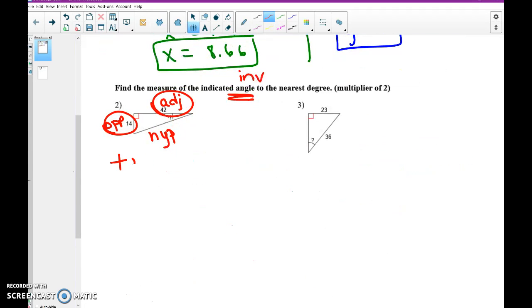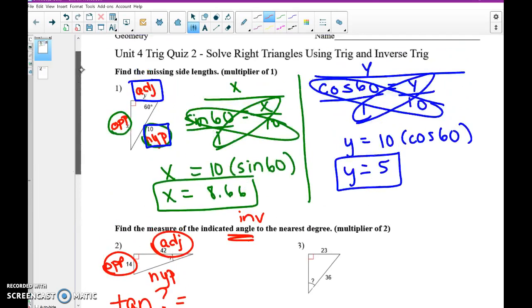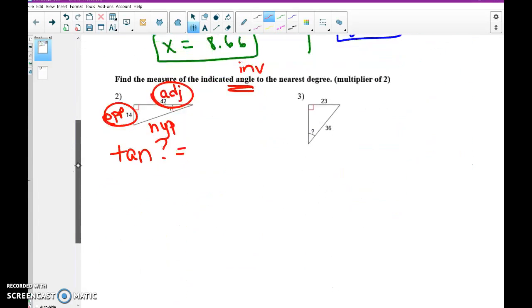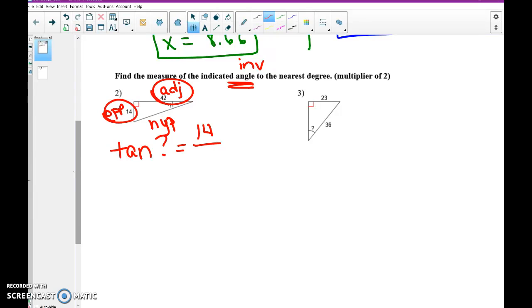So tangent of the question mark has to be opposite over adjacent because we're following TOA. O comes before A. So 14 has to go on top, 42 has to go on the bottom. To get this question mark by itself, I got to get rid of this tangent. Well, what gets rid of tangent? Inverse tangent. So that's where the inverse comes from. Some of you kind of choked on that a little bit and didn't remember what to do. That's okay.